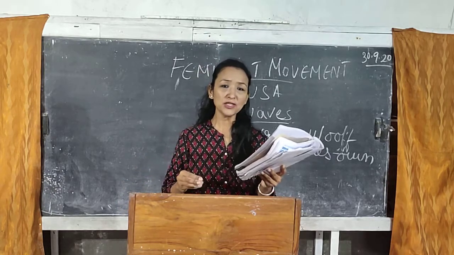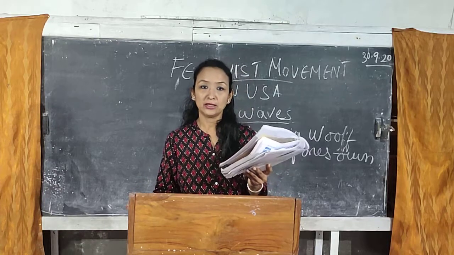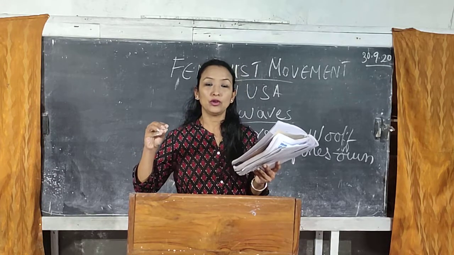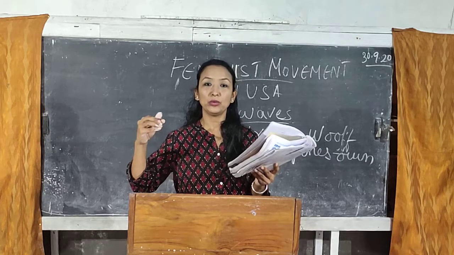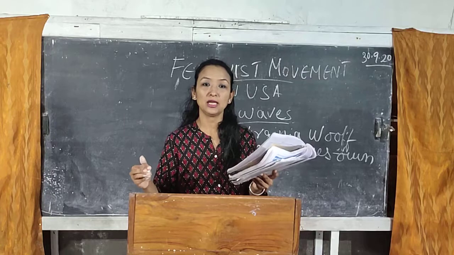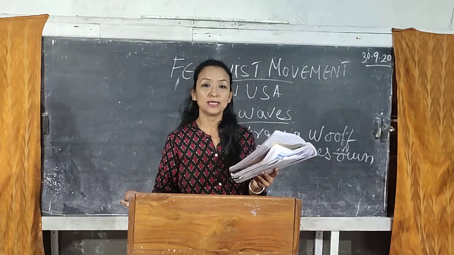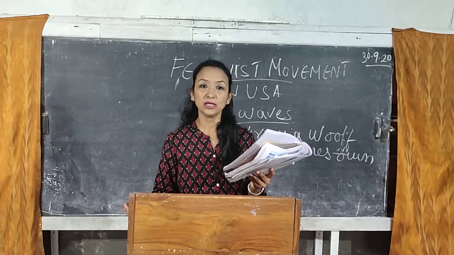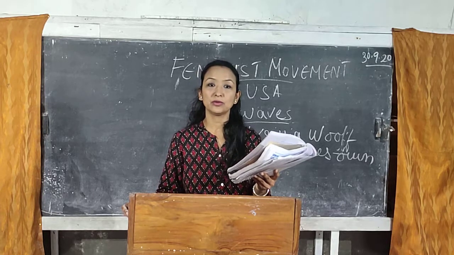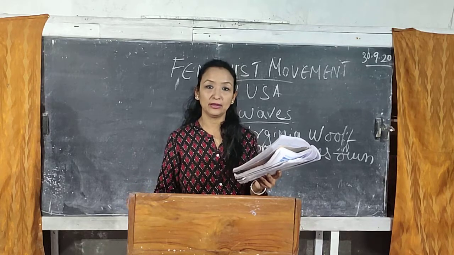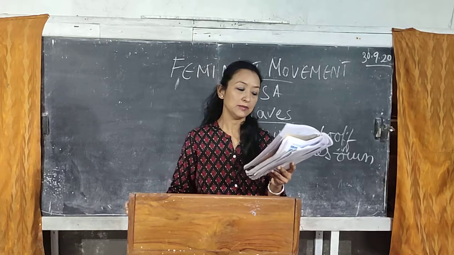So Gerrit Smith was one of the candidates for the presidency when there was an election for the president in USA, and he made the voting rights of women a plank in his party.